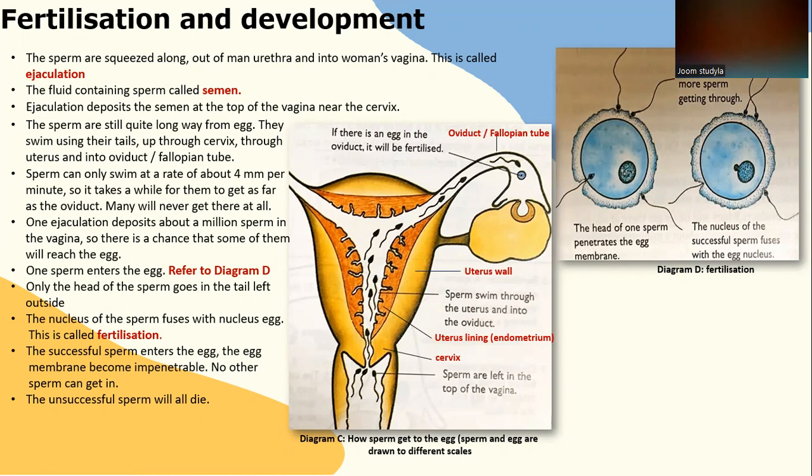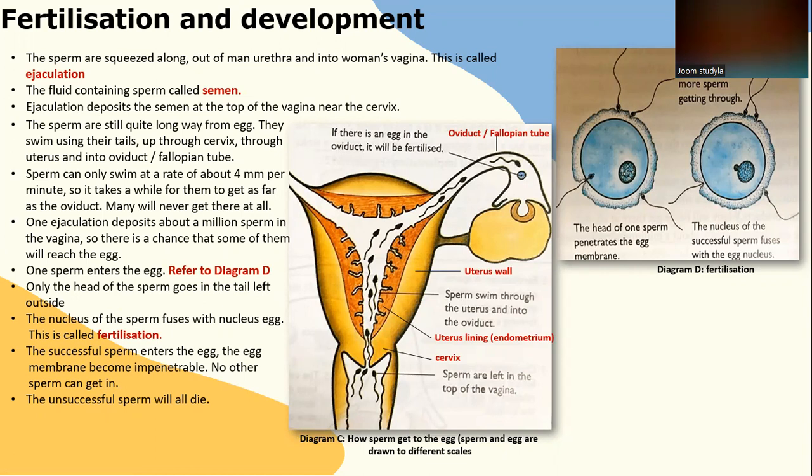Sperm can only swim at the rate of about 4 mm per minute, so it takes a while for them to get as far as the oviduct. Many will never get there at all. One ejaculation deposits about 1,000,000 sperm in the vagina, so there is a chance that some of them will reach the egg. Once a sperm enters the egg, refer to diagram B, only the head of the sperm goes in and the tail is left out. So the nucleus of the sperm fuses with the nucleus of the egg.